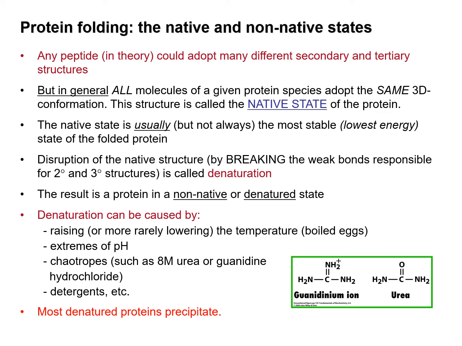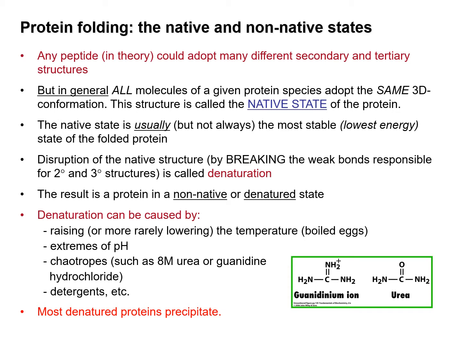And remember that each amino acid has 6 torsion angles, if you include the side chain that would be 7. And depending on the combination of those, you can actually get a lot of different secondary structures of the polypeptide. But in general, all the protein molecules of a given protein species adopt just one kind of 3D conformation within the cell.